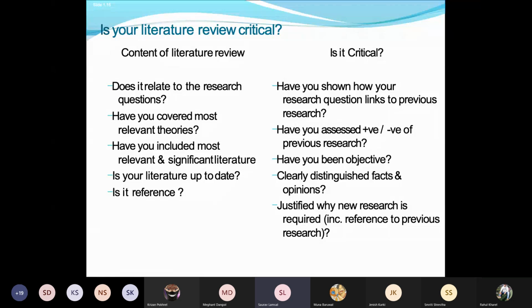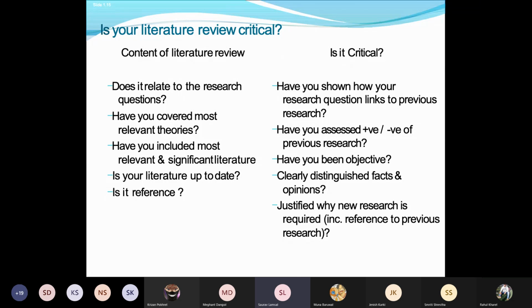While you critically review, have you shown how your research question is linked to the previous research? Have you covered the most relevant theory? Have you assessed the positive or negative aspects of the previous research? Have you included the most relevant and significant literature? Have you been objective? Objective means you are more focused on your research. Do not use subjective judgment, that is certain feelings, opinions or perceptions on this particular context. In this literature review, you need to be objective. That means you need to focus more on your research.